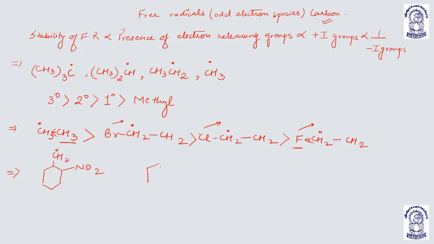This example, when compared, which is more stabilized? See, this carbon which has the free radical is attached to a carbon, and the carbon adjacent to it has a nitro group. So it is an electron withdrawing group.